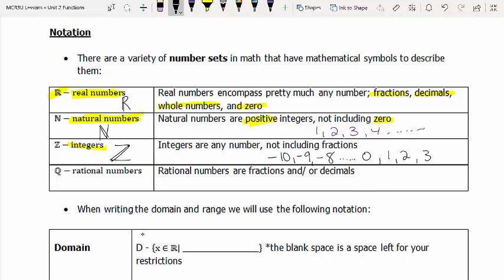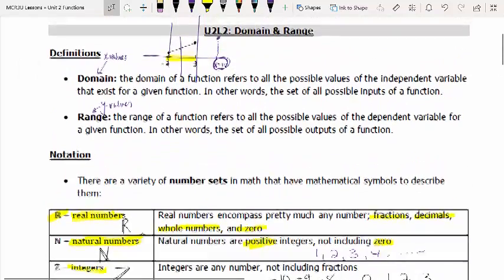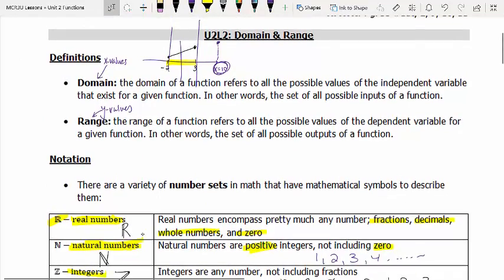And finally, the last group or category is rational numbers. And we represent rational numbers using this symbol. It's a Q, and you can just kind of put a line through it. That means rational number. And what is a rational number? A rational number is a fraction or decimal. These 4 categories, or these 4 new symbols, are going to be used when we write down the domain and range of a function.